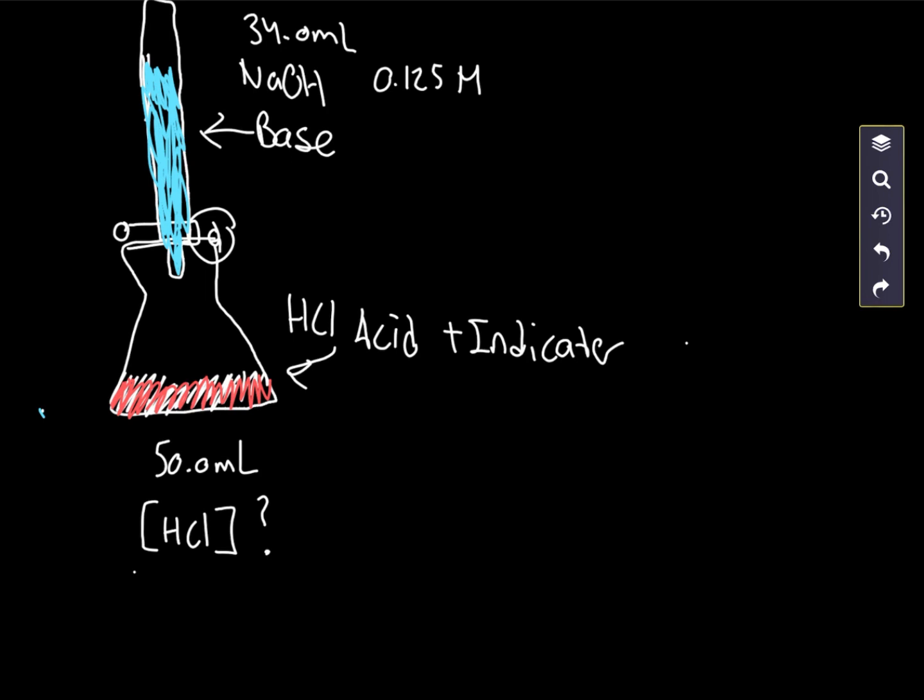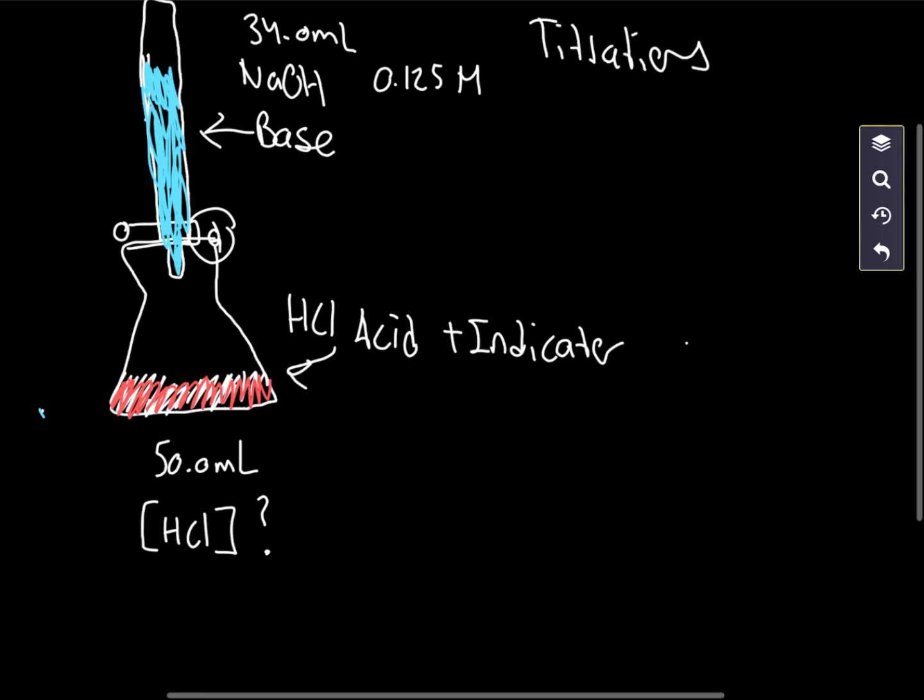So now we're going to be talking about titrations. A titration is when, let's say, you have 50 milliliters of acid, but you want to find out the concentration of acid in the solution. So you would set up a titration.